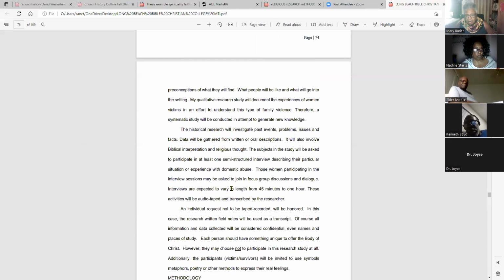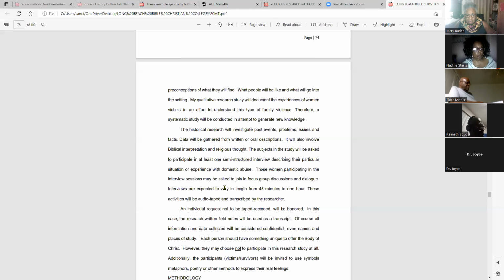Okay? Unless you're going to change up something. Because see where it says those women? You might not be talking about women. You might be talking about faith, spirituality and faith, which is Elder Sendeja, okay?